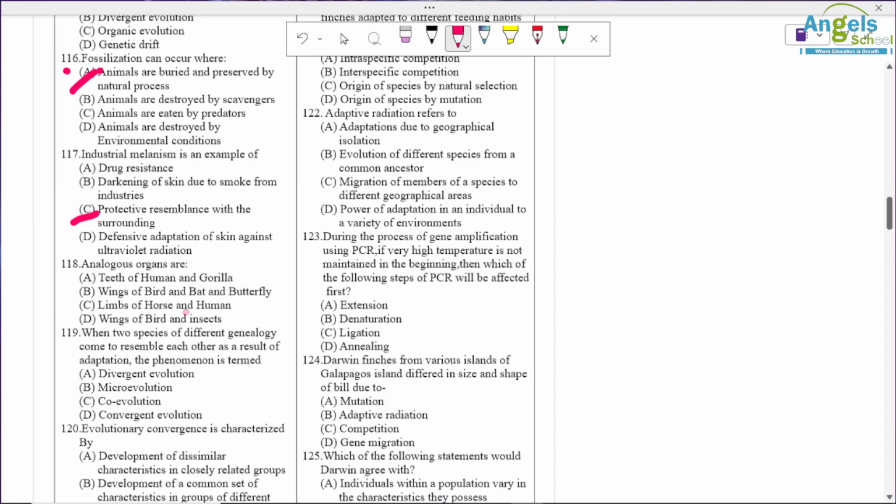Analogous organs are the wings of bird, bat and butterfly. They are analogous organs because they are all used in flying.